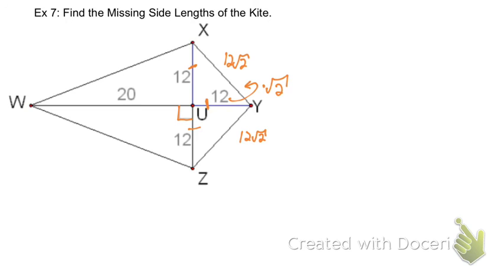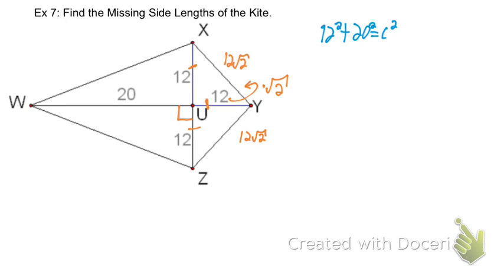Now, with the other ones, W to X, Y to Z, and W to Z, we're going to have to use the Pythagorean theorem. How do we set up the Pythagorean theorem on the triangles on the left-hand side? They're both the same triangles, 20 and 12, 20 and 12. Kenny? 12 squared plus 20 squared equals c squared. Very good.